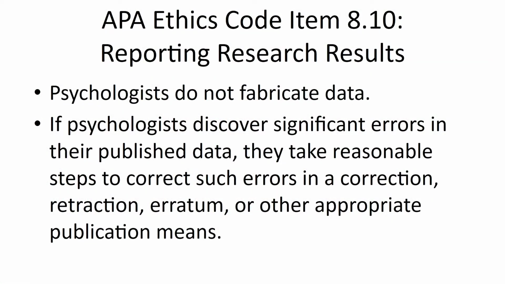Now, moving on to APA Ethics Code Item 8.10, the reporting of research results. It's important that psychologists report only the facts. They do not fabricate their data. If psychologists discover any errors in their published data, it's important that they take reasonable steps to correct those errors in a correction, retraction, erratum, or other appropriate publication means. To put it simply, researchers need to make sure that what they're putting out there in their research reports is accurate. And if it's not, they have to fix it.